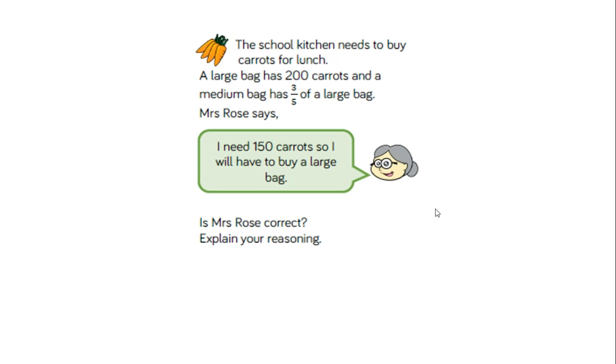Okay, what have you got to do in this question to prove it? If you're happy and confident, then have a go. If you're feeling a little bit unsure, on the next page, I will put up a bar model to help you.